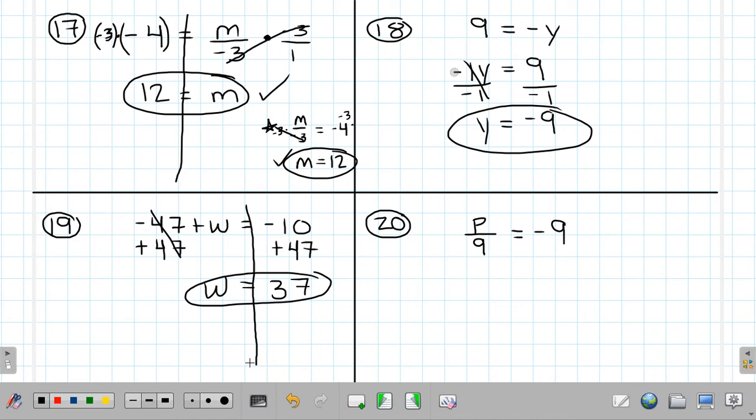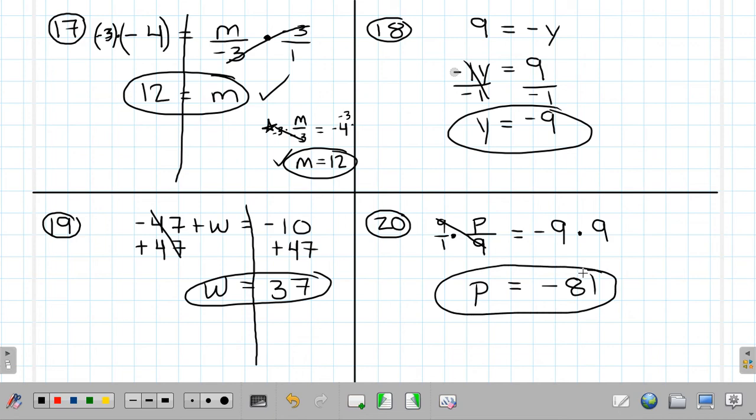Okay. Number 20, p divided by 9 is equal to negative 9. Well, I'm dividing by 9, so that means I need to multiply times 9. So multiply both sides by 9. The whole point here is to get that away. So 1p is equal to negative times a positive is a negative. 9 times 9 is 81. p is equal to negative 81.